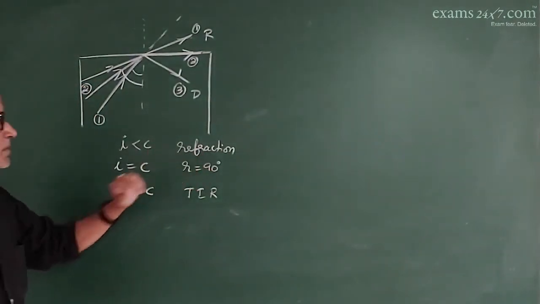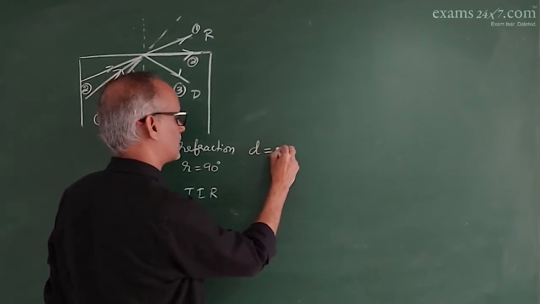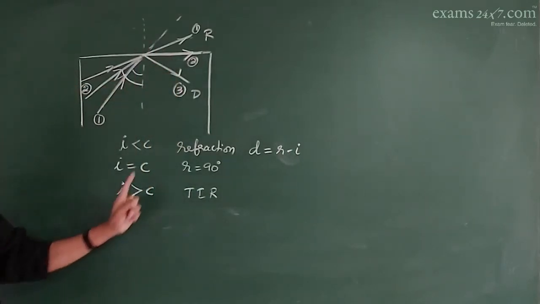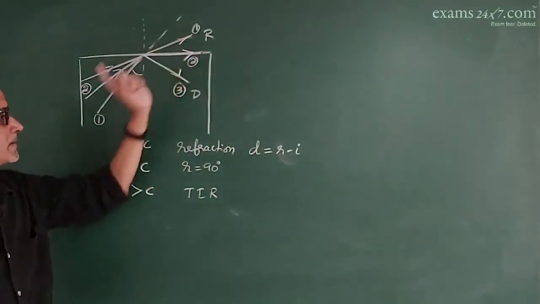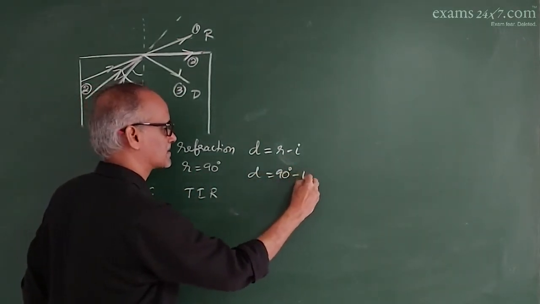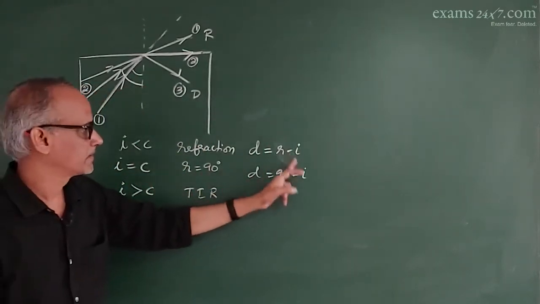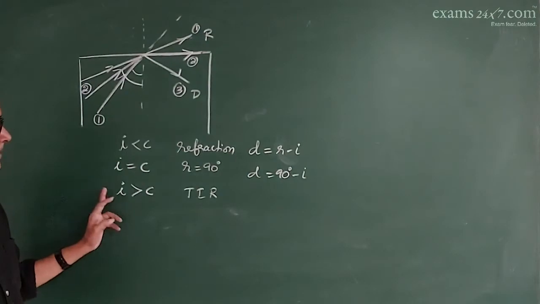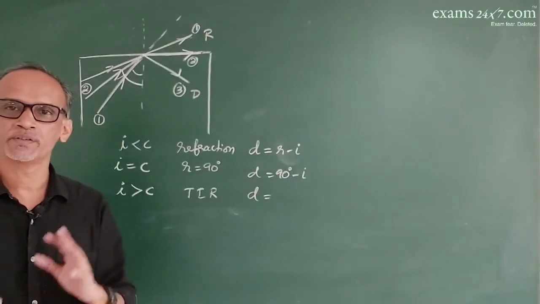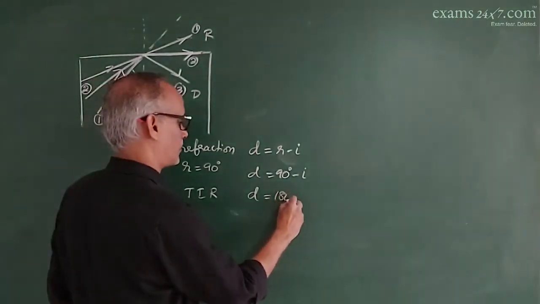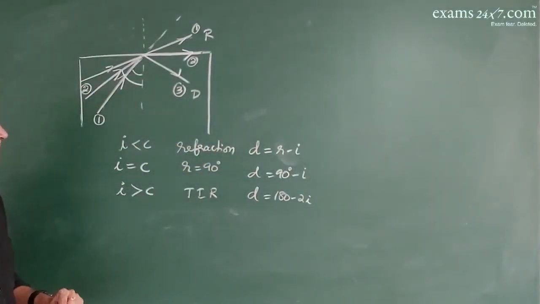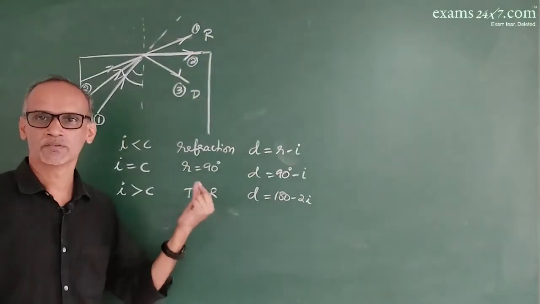So when it undergoes refraction, we can calculate the angle of deviation as R minus I, because R is greater than I. Why is R greater than I? Because the ray travels from denser to rarer. When R is 90 degrees, the angle of deviation is given by 90 degrees minus I. And when the ray undergoes total internal reflection, we make use of the angle of deviation that we used in reflection, which is 180 minus 2I. So this is how we can find the deviation in total internal reflection.